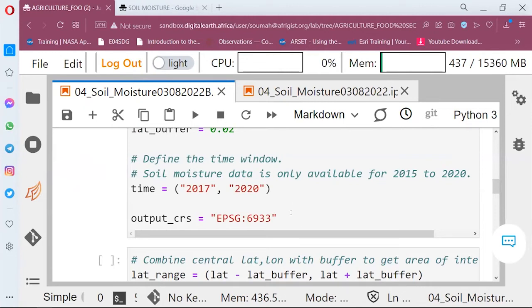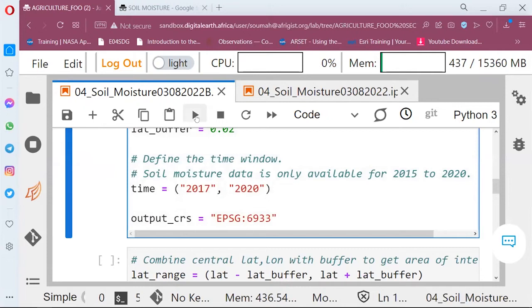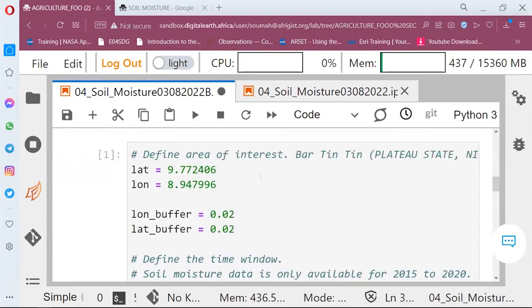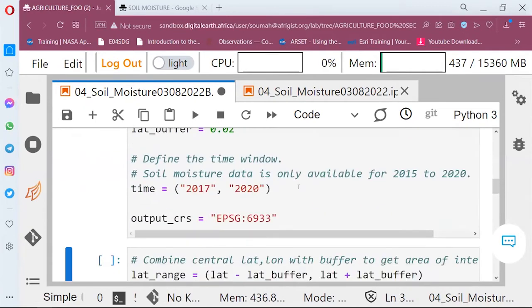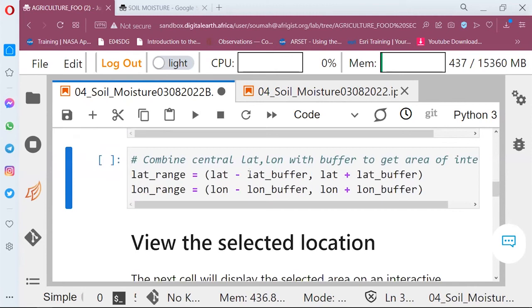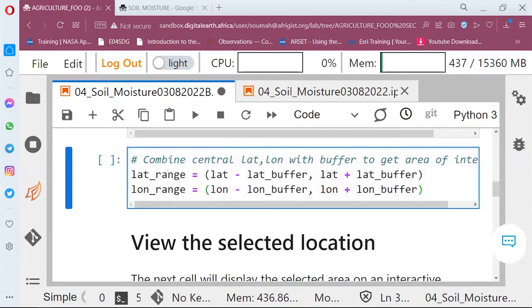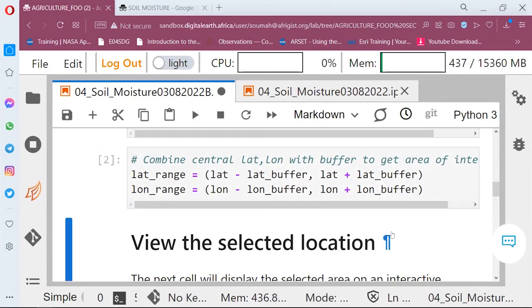And the output CRS is EPSG 6933. So we run this cell. And when we run the cell, we notice that here you have the number 1. That means the cell has been executed. We are now going to combine the central latitude, longitude with the buffer we have defined, and we execute it. So we are familiar with this approach now. I will not spend too much time on this aspect.